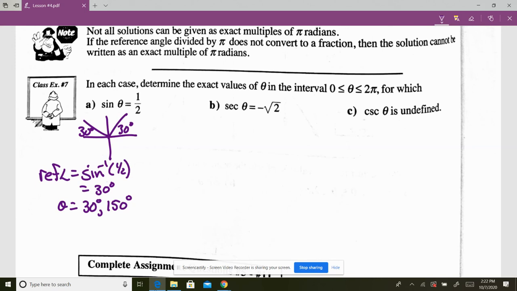However, our domain is 0 to 2 pi, which is yelling at you to do it in rads. So just convert your answers to rads. What's 30 degrees in rads? Pi over 6. What's 150 in rads? So, in other words, how many 30-degree angles are there in 150 degrees? 5. So it's 5 pi over 6. And you're done.